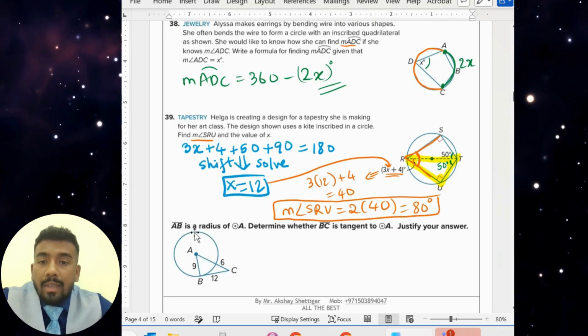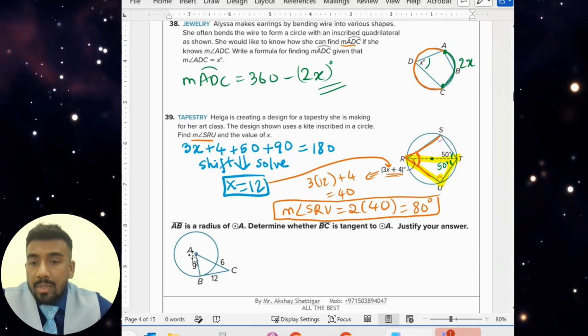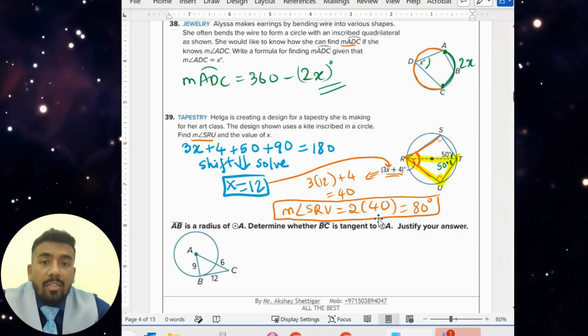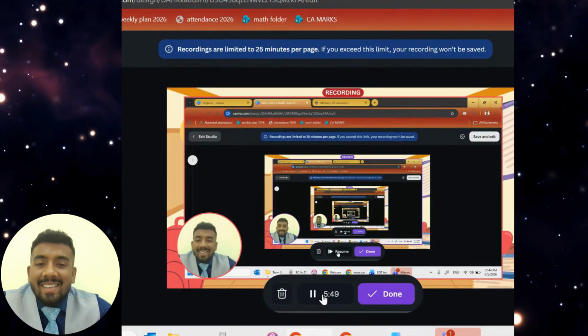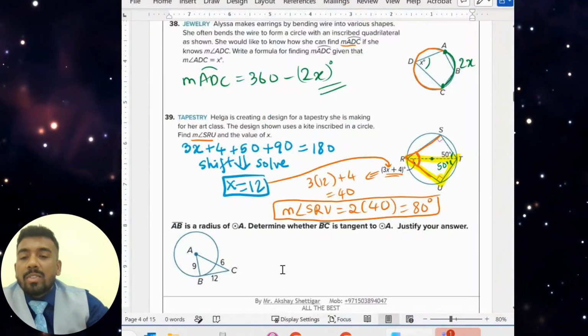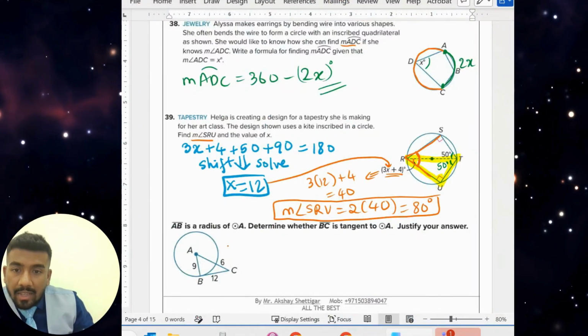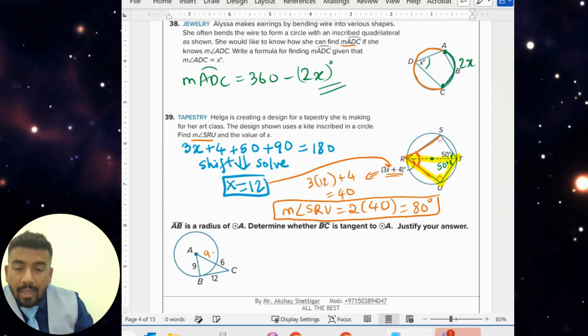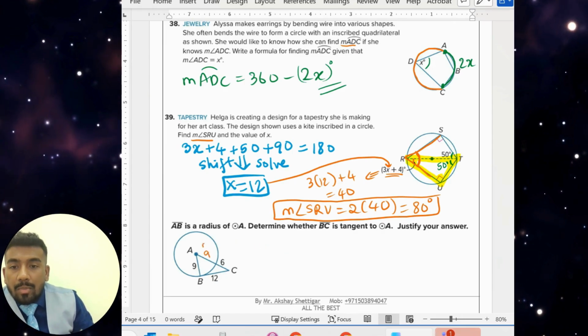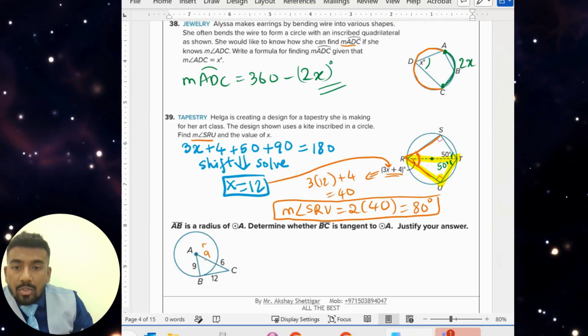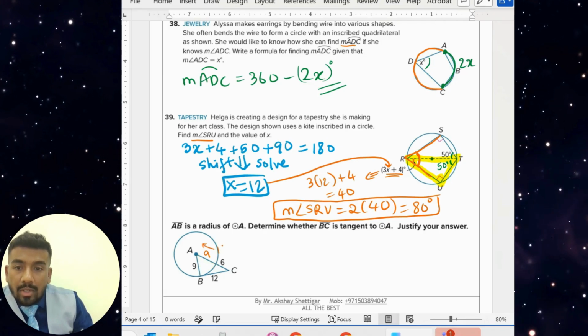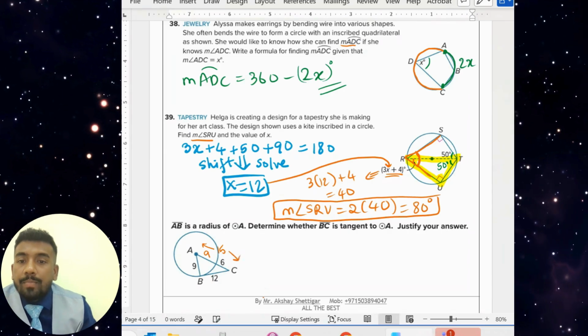Now here AB is a radius of circle A. So AB is the radius. So tell me, if this is 9, this will also be 9. So how much will this total be? This total will be 15.